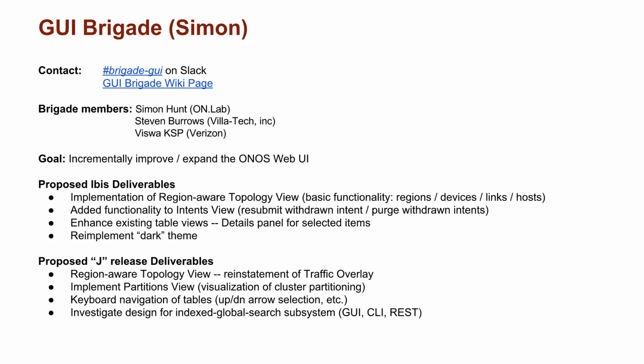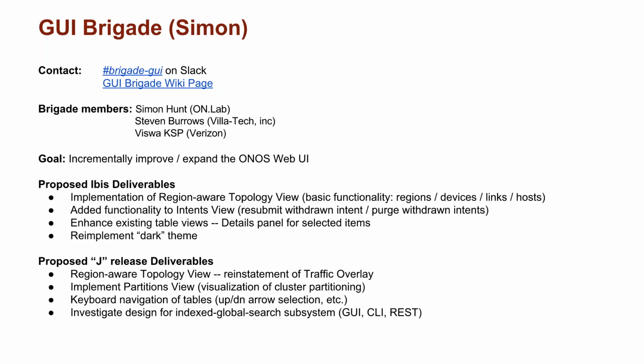Looking a little further out, we want to continue working on the region-aware topology view to reinstate the overlay mechanism, mainly the traffic overlay, but there are other applications that have made use of that mechanism too. We have plans for implementing a new view which will give you a visualization of how the partitions are configured on ONOS. We want to add keyboard navigation. So for example, if you're looking at a table view, then we would like up arrow, down arrow to behave as you would expect, selecting each previous or next row item, and so on.